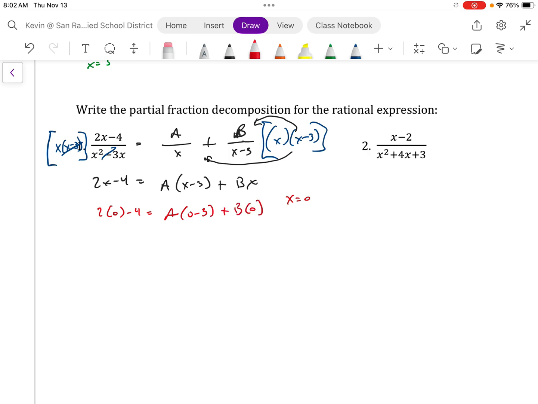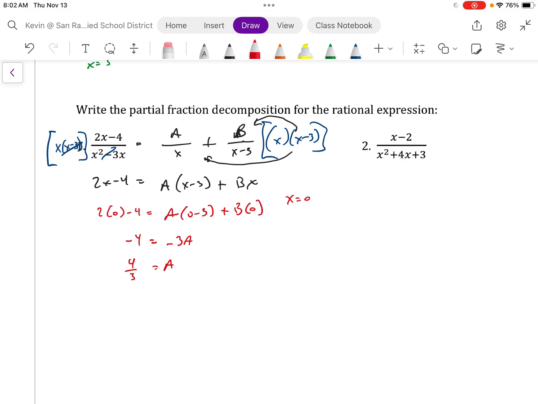All right, so we have 2 times 0 is 0, minus 4 is negative 4. A times 0 minus 3, so this is negative 3a. And then we have b times 0, so that cancels out, right? So then a would equal 4/3.